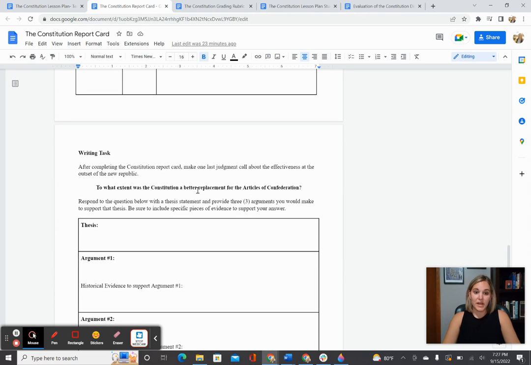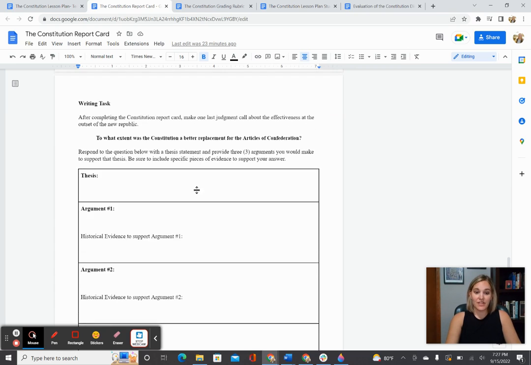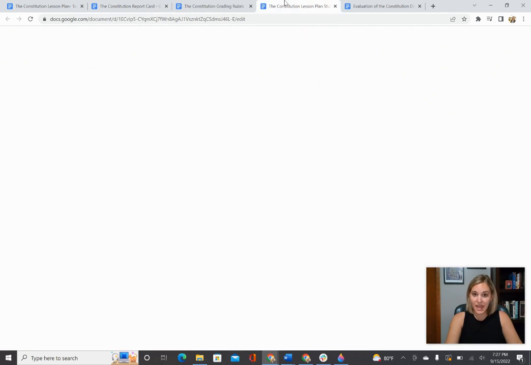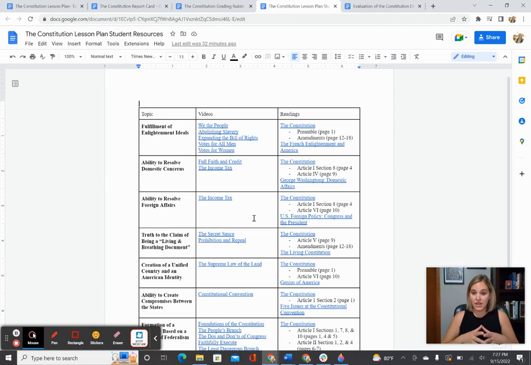After they have given the grade, they have one final writing task. This is where they're going to answer, to what extent was the Constitution a better replacement for the Articles of Confederation? They should have a thesis statement, 3 arguments, and then evidence to support their argument. So this lesson plan would be great for Constitution Day, for your unit on the Constitution, as a cumulative activity after evaluating the Articles and discussing how the Constitution is a better replacement.